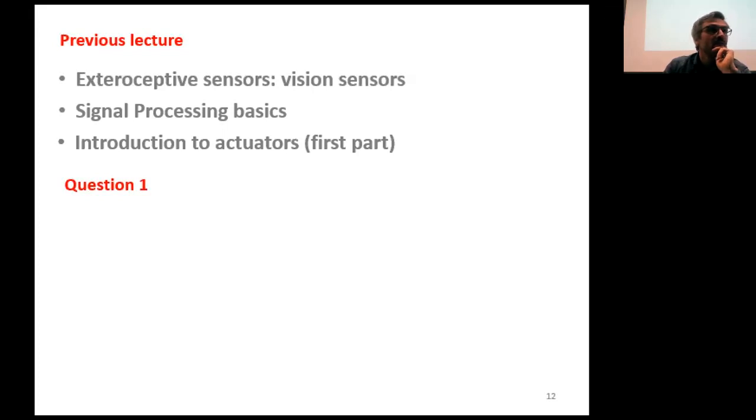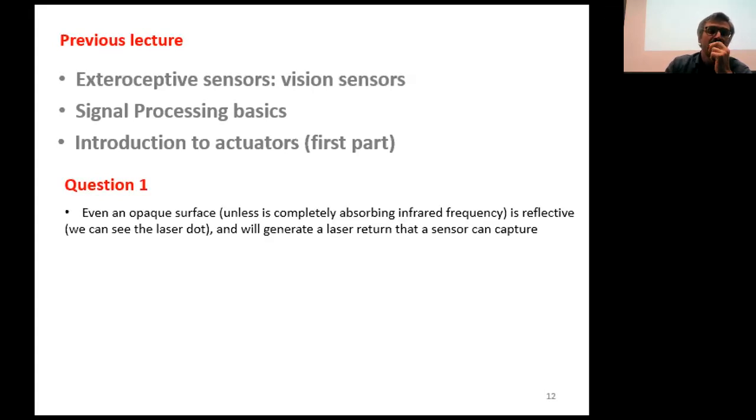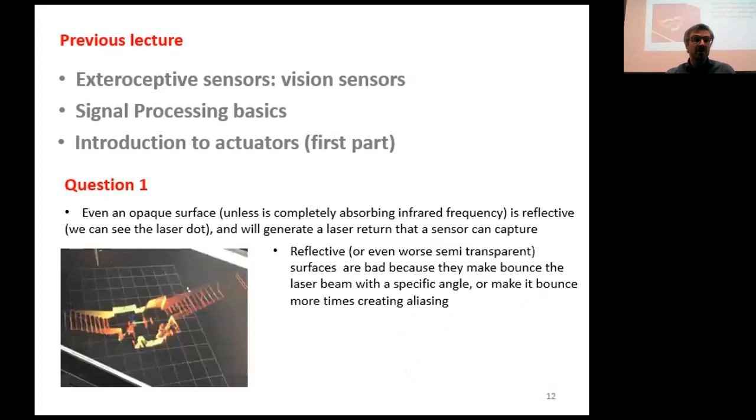There were two questions from you. I was documenting myself, coming with a response. The question was why the laser sensor of a LiDAR has problems whenever it comes to a reflective surface. And the reason is that even an opaque surface is reflecting the laser, because we can see the dot, we can see the point of the laser, right? But it's reflecting in all directions, and you can still receive the return of this partial reflection via a sensor to capture it.